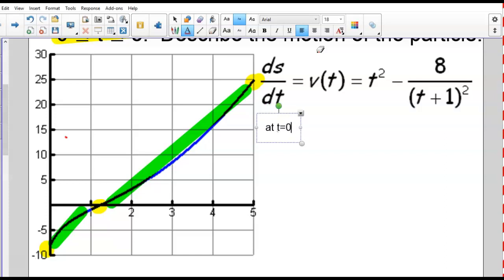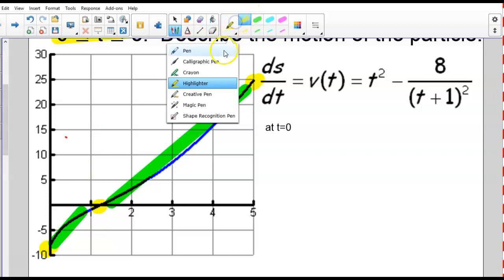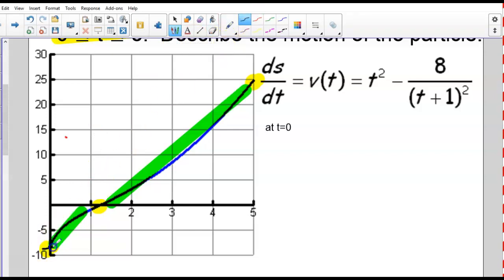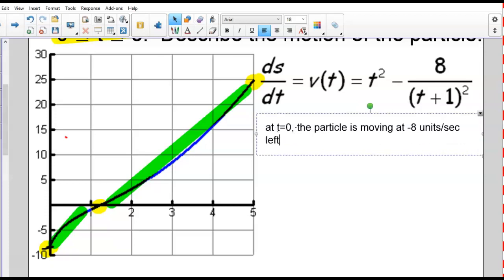All right. We're going to start at t equals 0. So this right here is t equals 0. At t equals 0, guys, this y value right here is -8. This is -8 right here. So at t equals 0, the particle is moving at -8 units per second left. Let me explain why I said left.